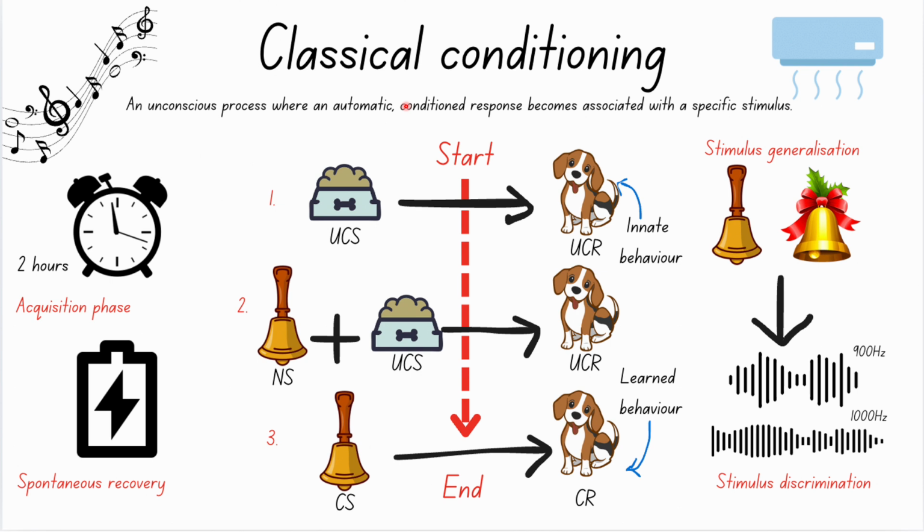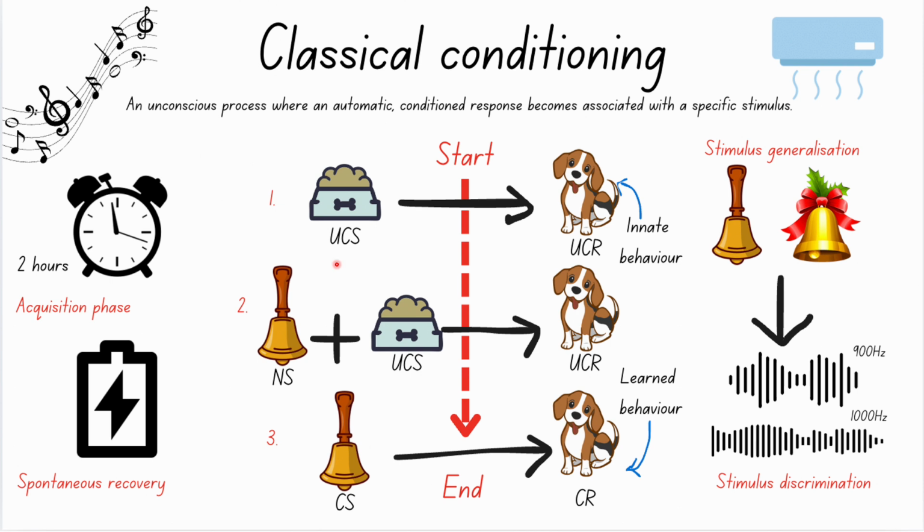To start with, we're going to define what classical conditioning is. It is an unconscious process where an automatic conditioned response becomes associated with a specific stimulus. Now, I'm using the classic example of Pavlov's dogs to help illustrate this concept.